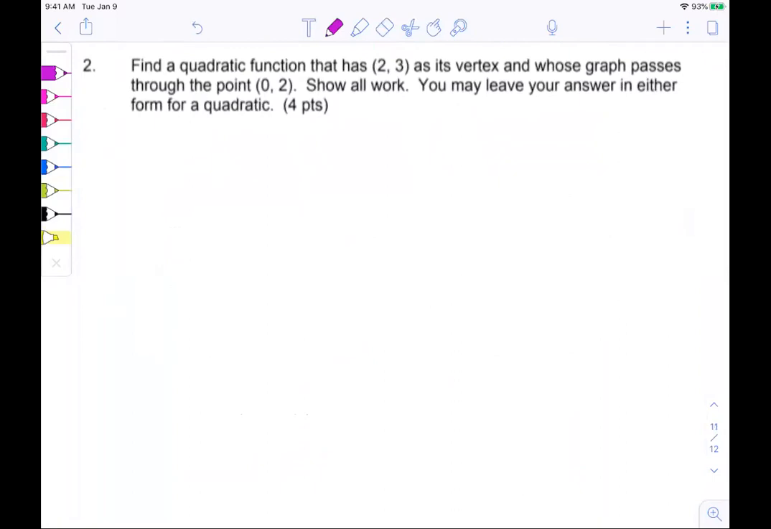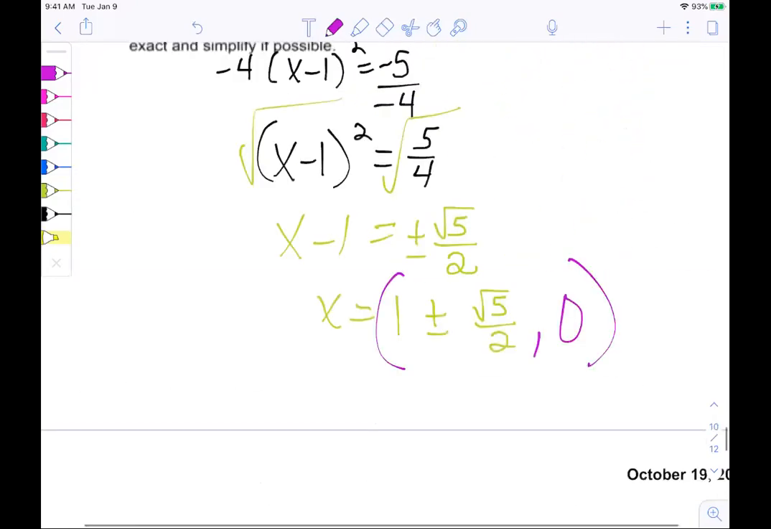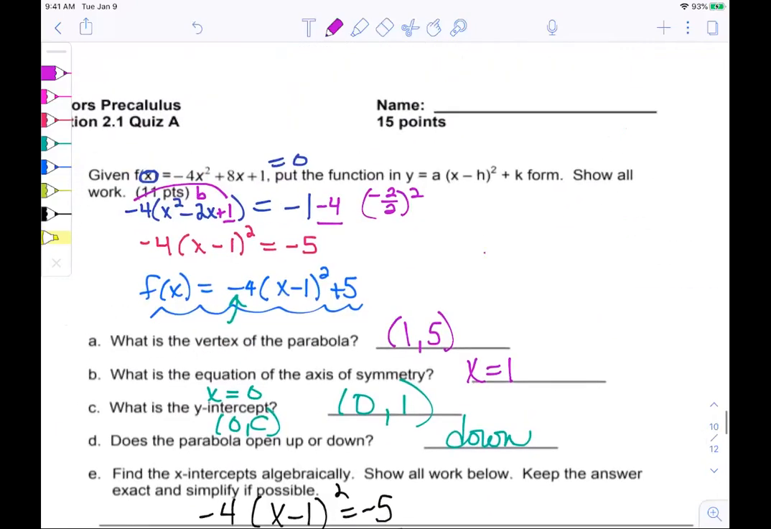But this second problem pretty much asks us to do the opposite. So it gives us information about a quadratic function. We have a vertex at (2, 3), and it says the graph of this quadratic function passes through a point at (0, 2). It wants us to show the work, and it says you can leave your answer in either form of a quadratic. And when we talk about either form, we have the standard form, which is what we use to graph a problem, and it has the vertex in it. And then we have that general form.